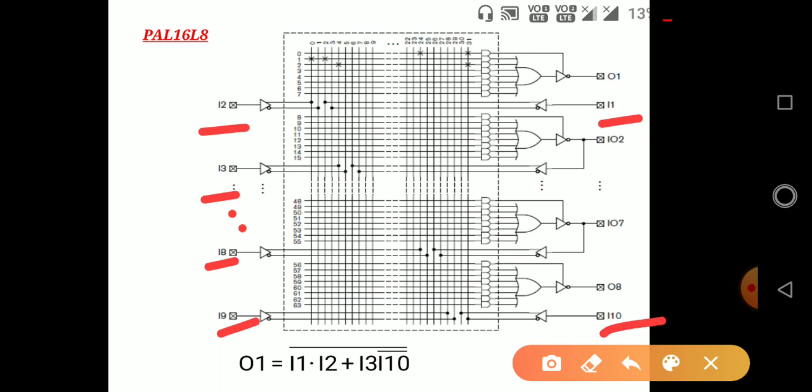Then what are the output pins? There are only 2 output pins here, O1 and O8. But there are 6 common input output pins which act as both input and output. They are IO pins, IO2 to IO7. There are 6. Hence there are totally 10 plus 6, that is 16 input pins, and 2 plus 6, that is 8 output pins. Hence the name PAL 16-8.